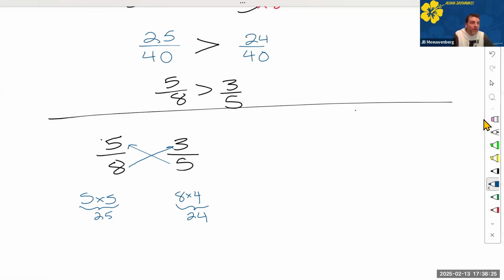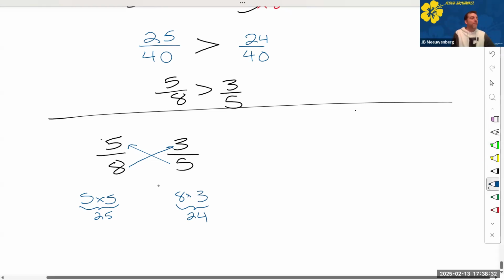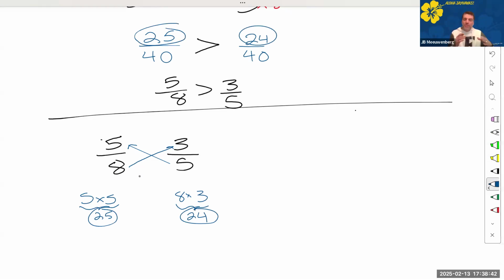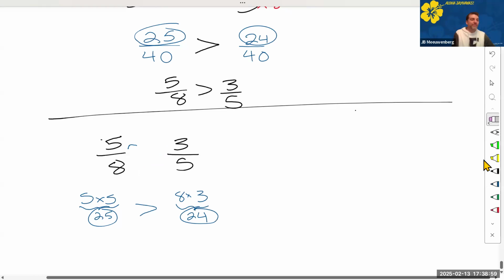I wrote 4 when I meant 3. Let me correct that. 8 times 3. And so notice here that 25 is greater than 24. And weren't those the exact same numbers we had up here? So if you use the cross products of the two fractions and you find that one is greater than the other, that means that will be the same relationship that the other original fractions had. 5/8 is greater than 3/5.